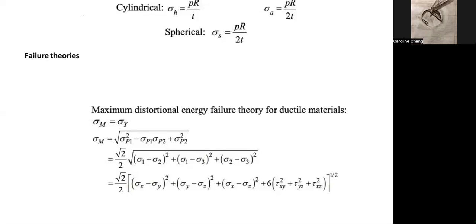As we can see, for the failure theories, the maximum distortional energy failure theory for ductile materials is given by the von Mises stress, which is equal to the square root of principal stress 1 squared minus principal stress 1 times principal stress 2 plus principal stress 2 squared. So this is the equation we're going to use. What is crucial for this problem is that we have to determine what our principal stresses are. We're going to do that shortly.